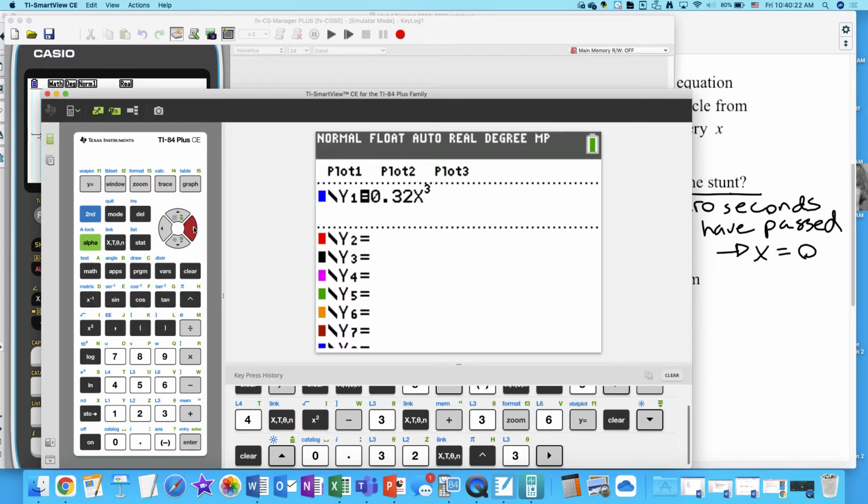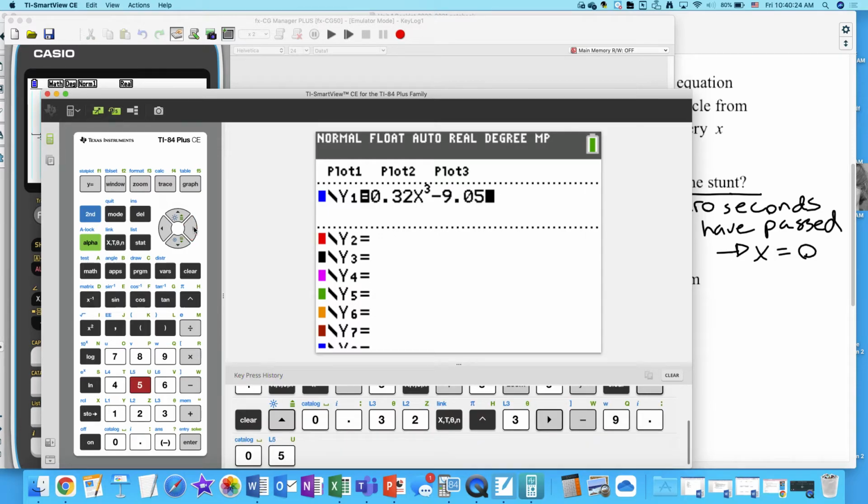Plus 54.86x. Whoops, let's delete that. X, and then plus 200.5.